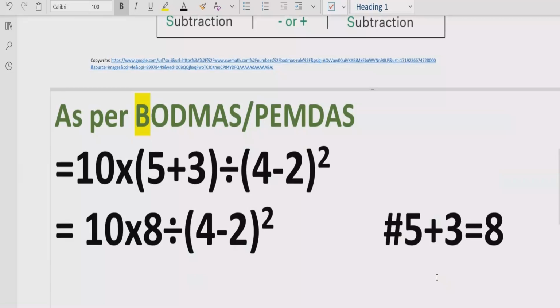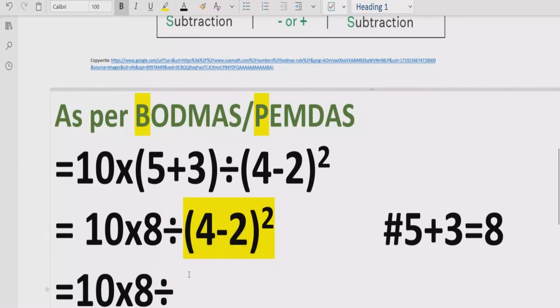Now move forward, step number 1, we will repeat because we have another bracket. So we have to solve this one, 4 minus 2. So first we have to solve the inside bracket, which is 4 minus 2. So we will write 10 multiplied by 8 and divided by, 4 minus 2 is equal to 2, raised to power 2 because outside the bracket we have 2. So we will write this part here. And here we have to give the reference, 4 minus 2 equals 2.